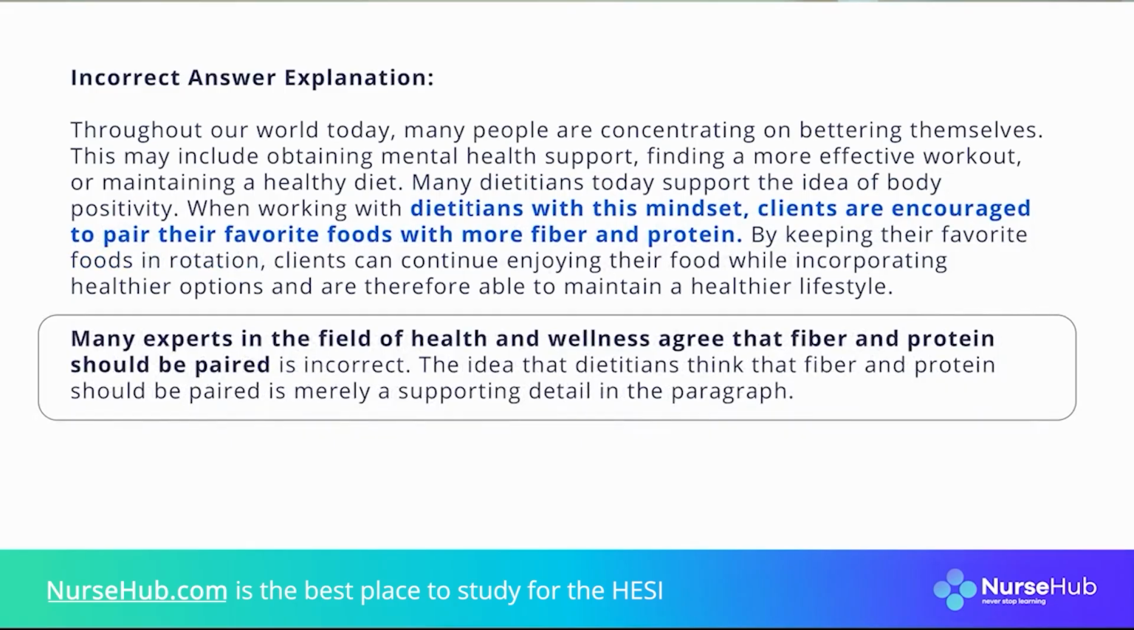Let's take a look at the incorrect answer explanation. It's important that you know why answers are incorrect so that in case you got it wrong, you don't make the same mistake again. So here we go. Many experts in the field of health and wellness agree that fiber and protein should be paired. So this idea is in the paragraph and it's highlighted on your screen, but it's only a supporting detail. It's not a big idea of the paragraph as a whole. The answer does not include the topic or what the author is trying to tell us about it. So we don't see anything about body positivity or what the author is trying to say about it.